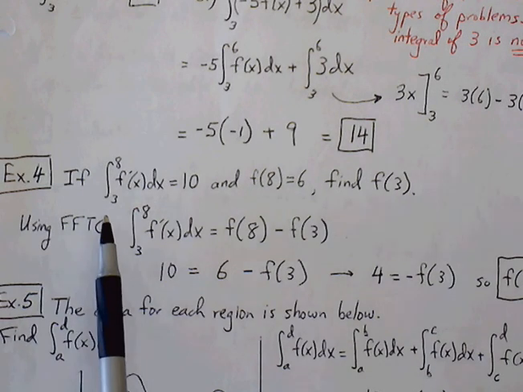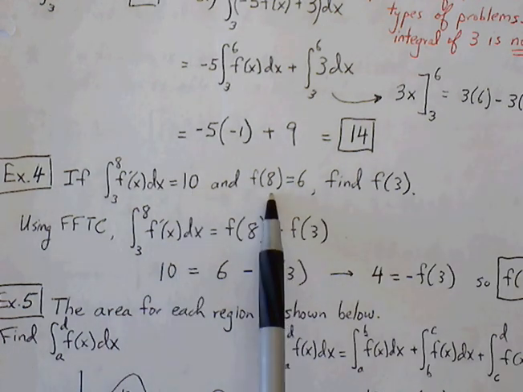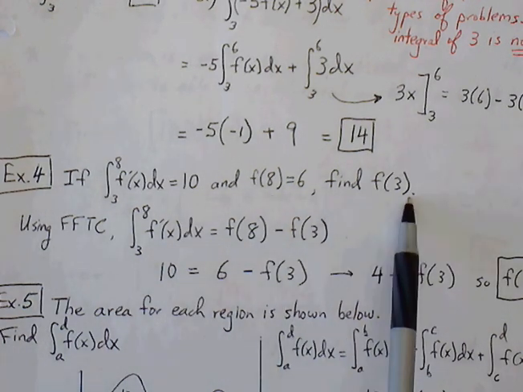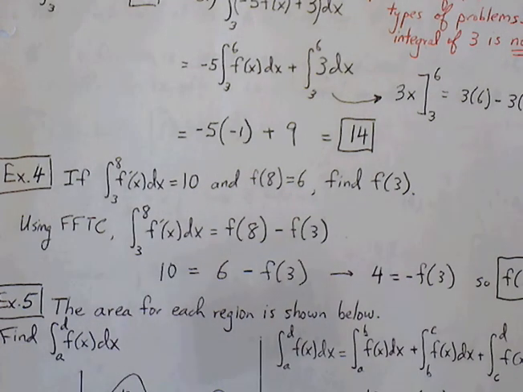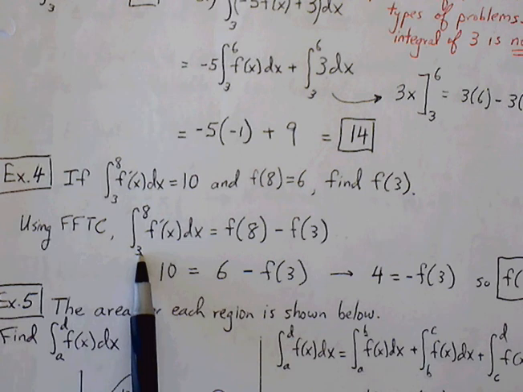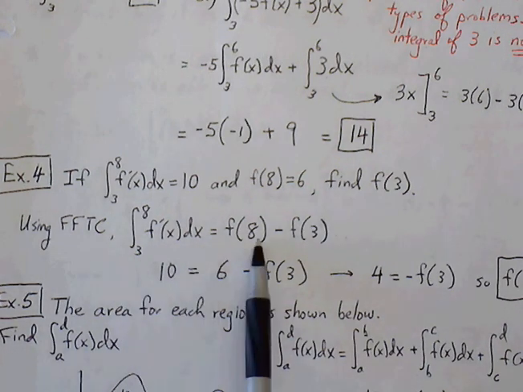If the definite integral of f prime of x from 3 to 8 is equal to 10, and f of 8 equals 6, find f of 3. So we can essentially just use the first theorem of calculus. We know that this is true: the definite integral of f prime from 3 to 8 is equal to f of 8 minus f of 3.